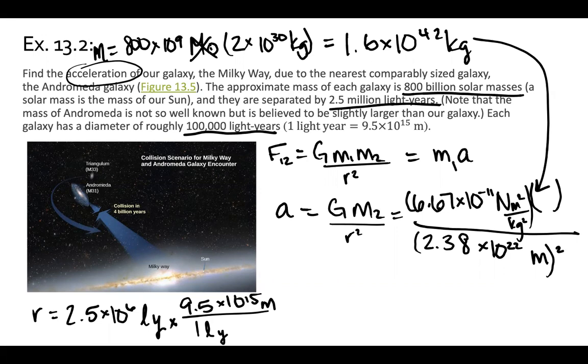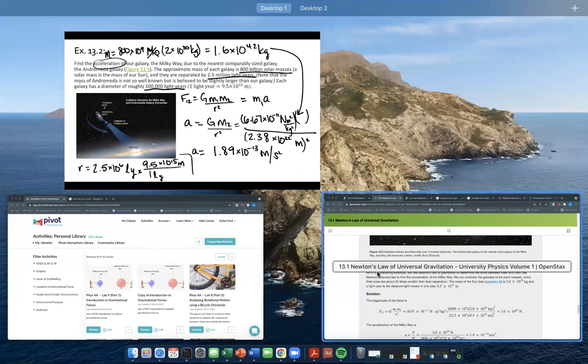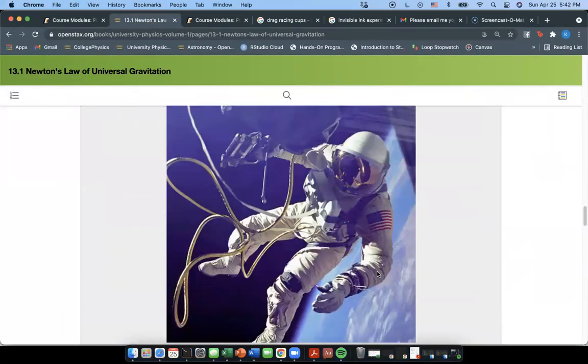We will take 6.67 times 10 to the negative 11th times 1.6 times 10 to the 42nd divided by 2.38 times 10 to the 22nd squared. And we get that our acceleration is 1.89 times 10 to the negative 13th meters per second squared. Let's double check that that is correct. And it is.